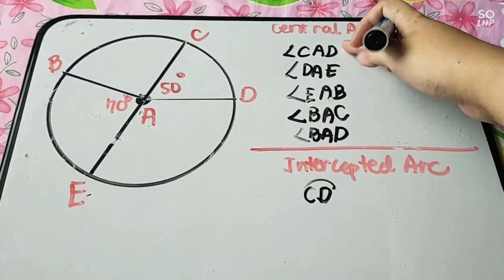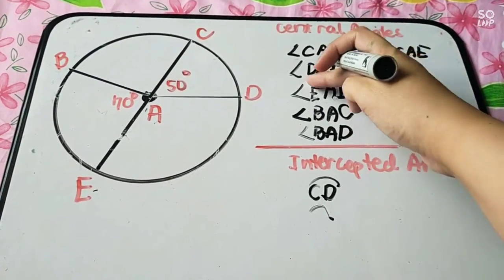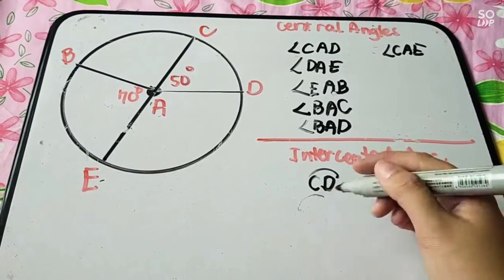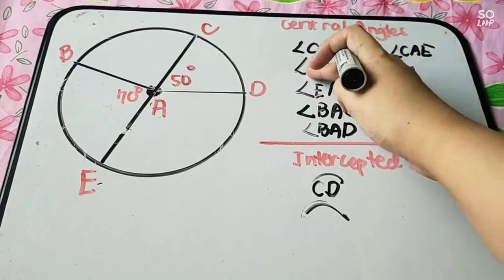Now, let's name the intercepted arc of the following. So, meron na tayo ditong CD. Ano kaya ang intercepted arc ni DAE? Pag kukunin mo yung intercepted arc, ang titingnan mo lang yung dalawang dulo.